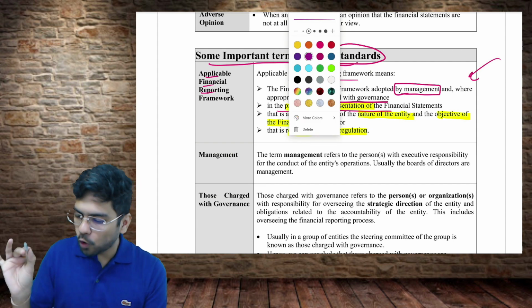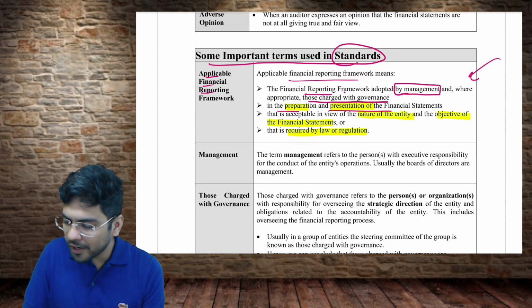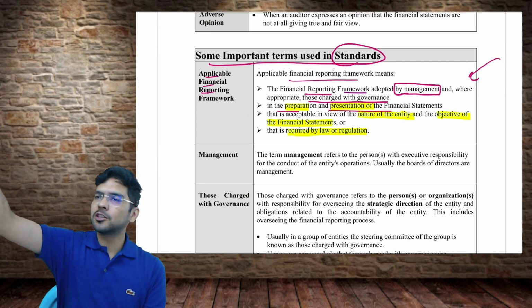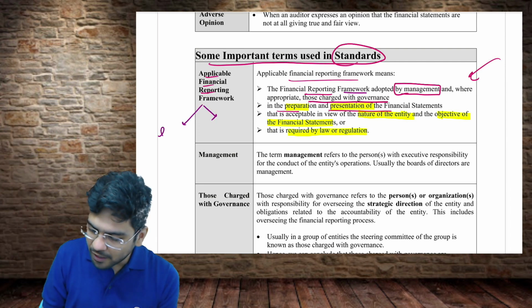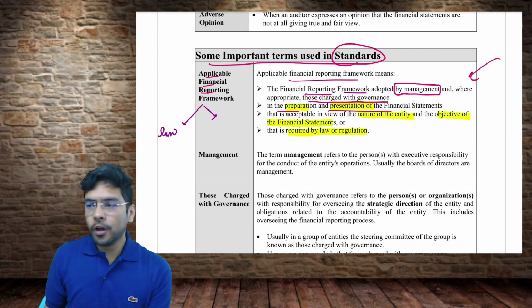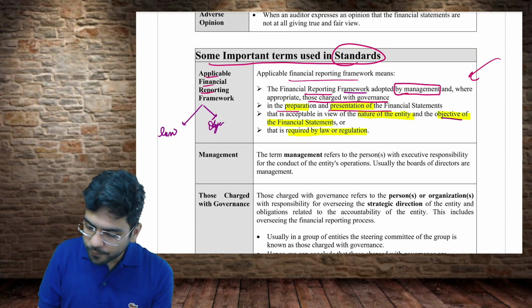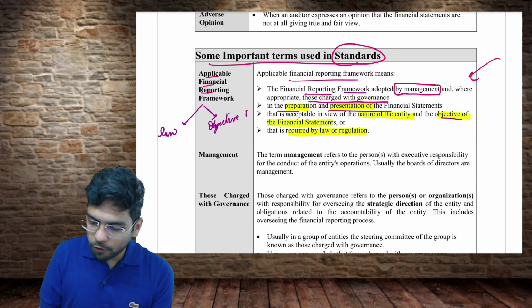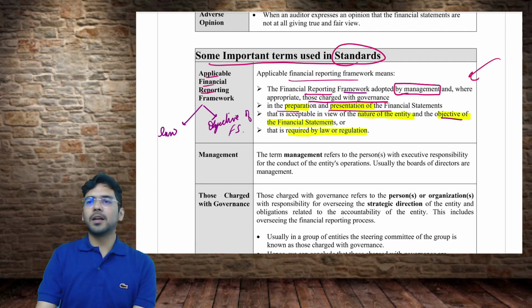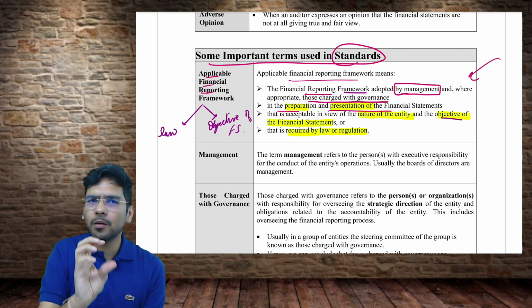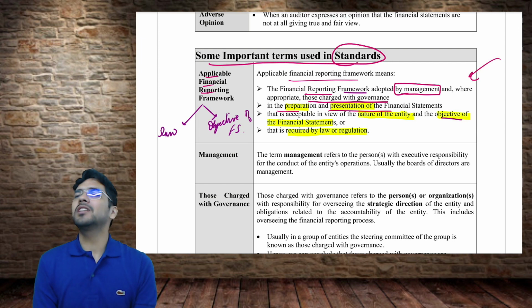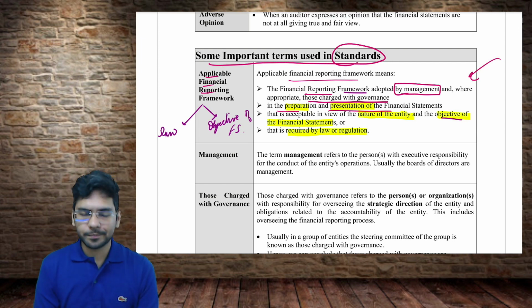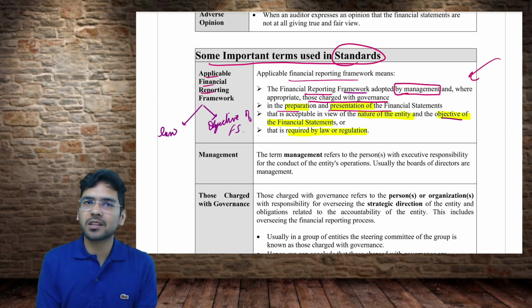So please understand, guys, what is FRF? You just remember the word. It's a framework which is adopted by whom? Management as well as TCWG. And this framework is dependent either, please understand, either it will be as per the law or it will be on the basis of objective of financial statement. Now what does this mean? I'll be quick here, but yeah, I want you to understand. See, FRF generally, if it is a company, please understand, if it is a company, is it not the case that the FRF has been prescribed by the law?